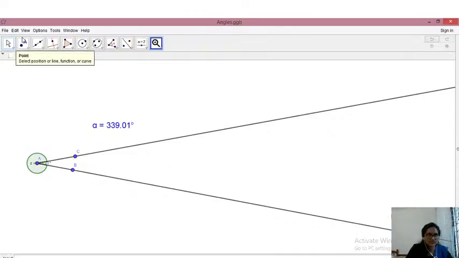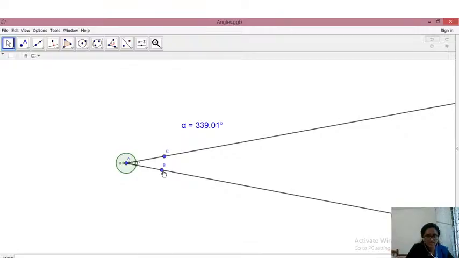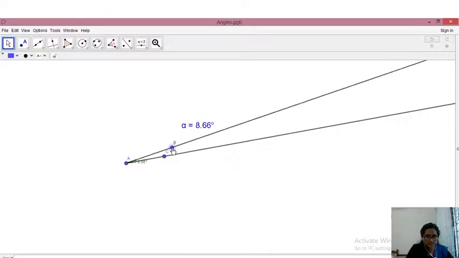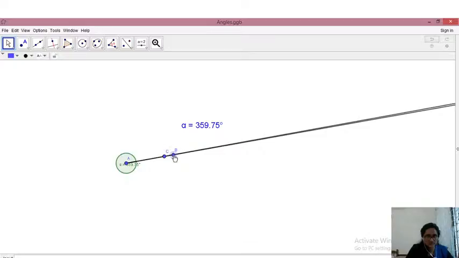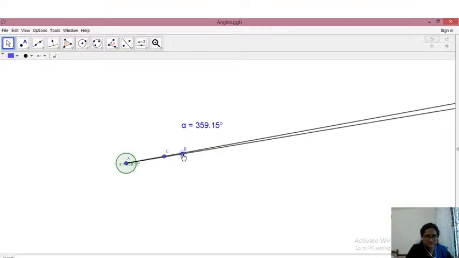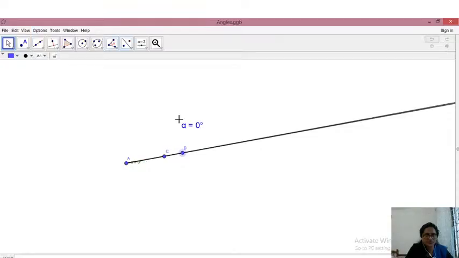Now I think you can see clearly. So now see what happens to the angle. The angle formed. Okay, let me start. Let us round it to be 0. So now there is no angle formed. So the two rays are coinciding.